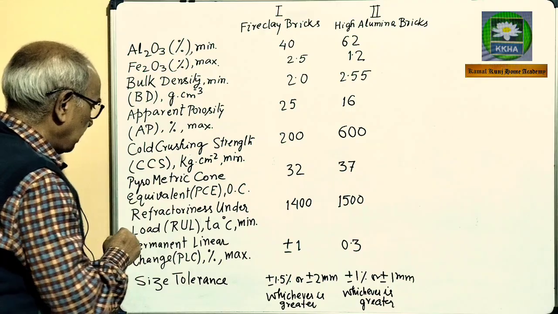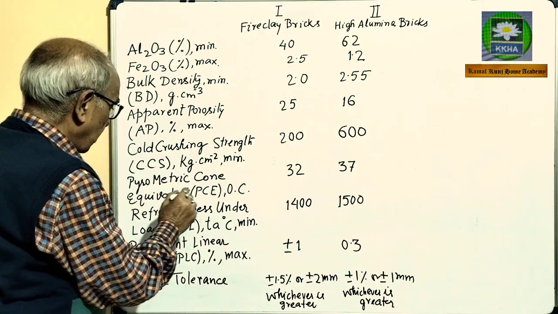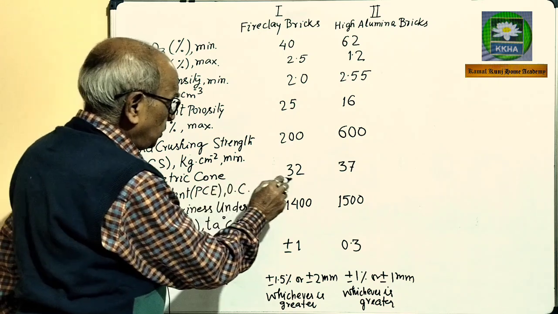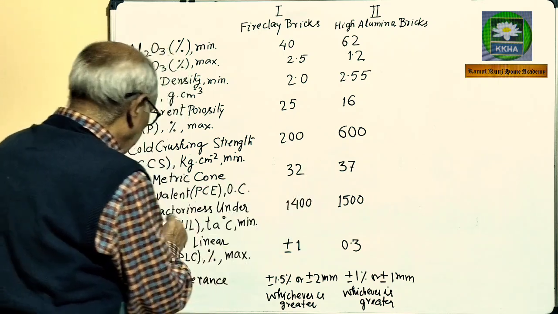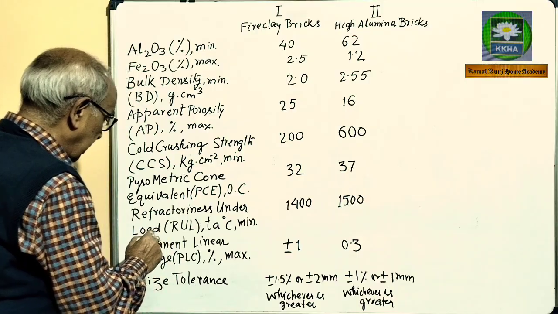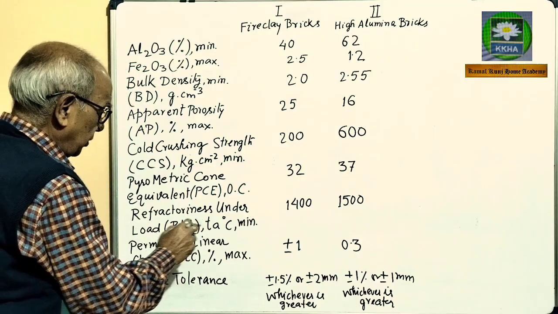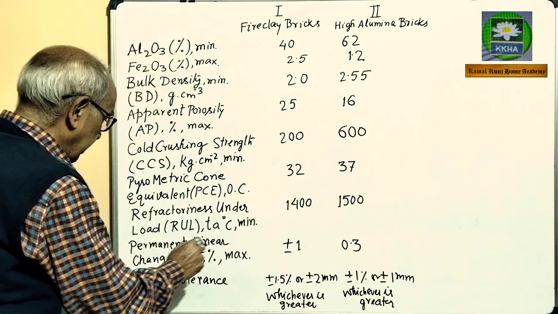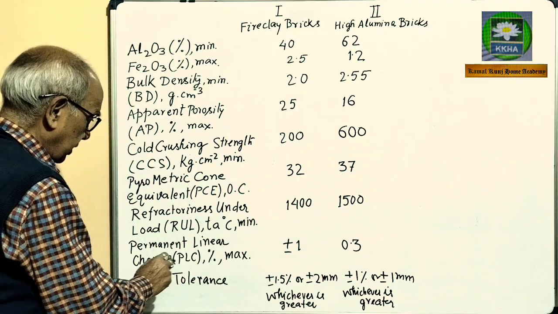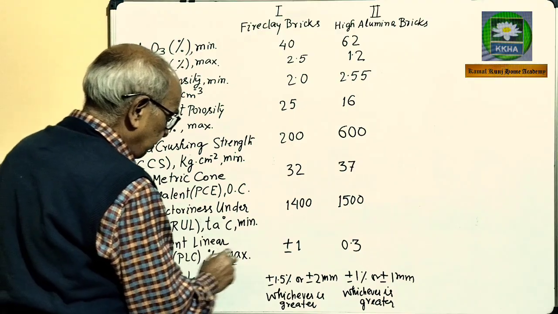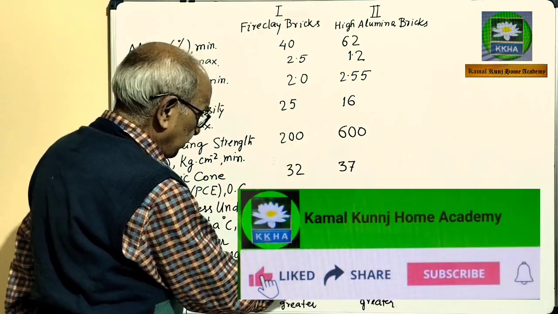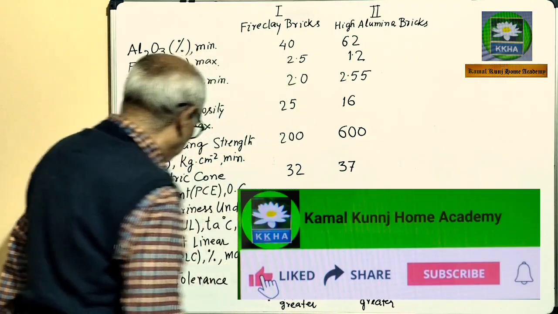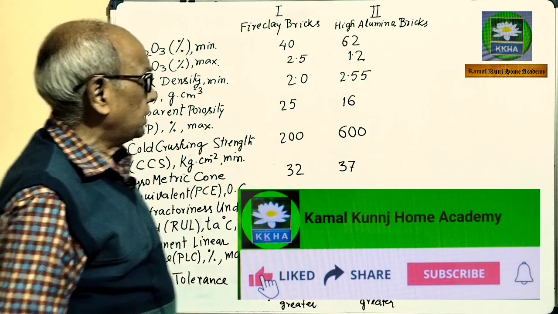Pyrometric cone equivalent, in short PCE value, using Orton cone, 30 to 37. Refractoriness under load, in short RUL, T2 value should be minimum 1400 and 1500. Permanent linear change, in short PLC, percent maximum, plus minus 1% and plus minus 0.3%, and this is size tolerance.